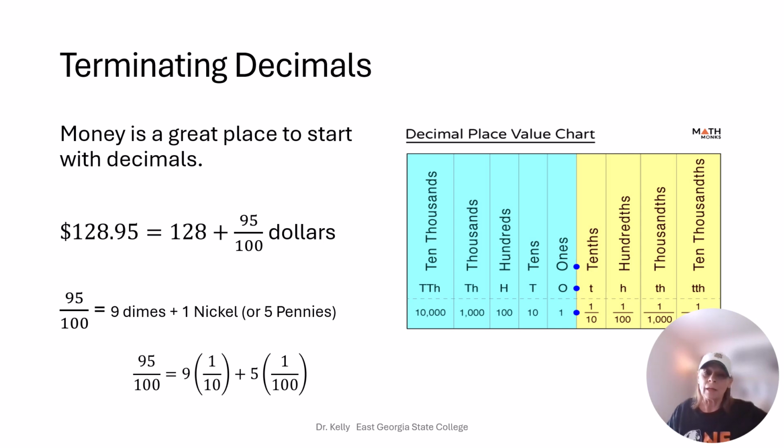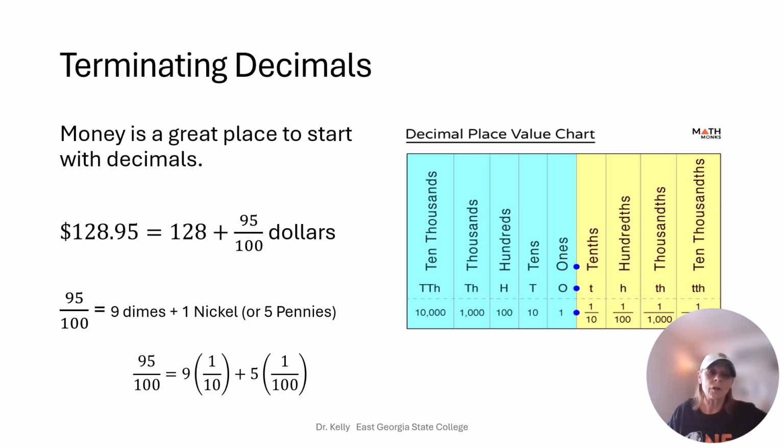If we break that 95 over 100 down even more, we can see that that is 9 dimes and 1 nickel. I know there's other ways to do it, but let's just keep it simple here. 9 dimes and 1 nickel, and a nickel is equal to 5 pennies. So we can break down 95 over 100 as 9 times a dime, which is 1/10 of a dollar, plus 5 times a penny, which is 1/100th of a dollar.